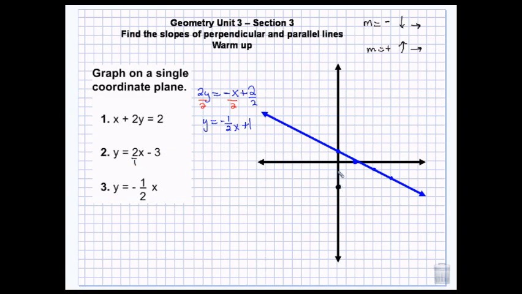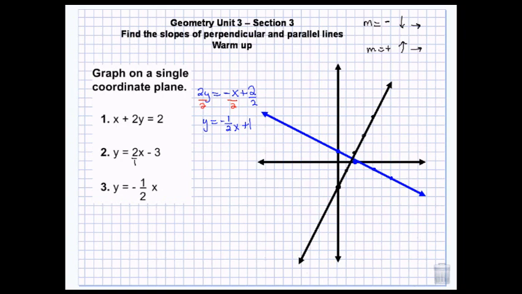So I'm going to go up 2 over 1, up 2 over 1, up 2 over 1, and you can just do as many as you need to do until you get enough points to make a nice, pretty line. And if your lines aren't that pretty, that's okay. It's easier if you use different colors.